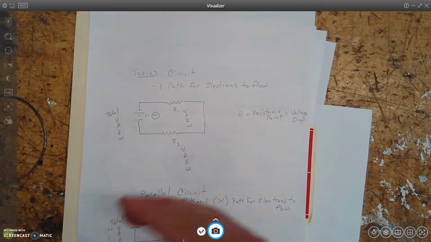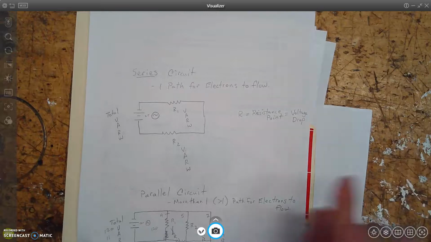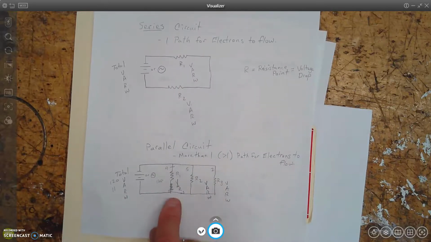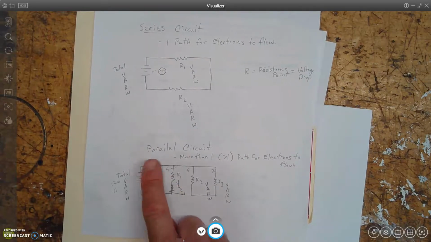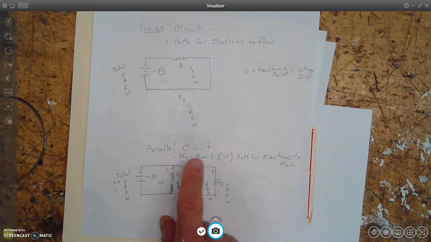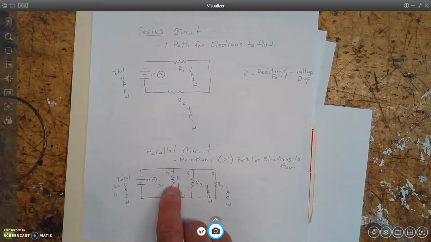Actually, most electronics and cars and most things are a combination of series circuits and parallel circuits built into the same thing. And I represented that down here. You probably didn't notice, but there are two resistors in this what we call branch right here. So this parallel circuit has three paths. Each one of those paths is a branch. Branch 1, branch 2, and branch 3. And this branch has two resistors in it.